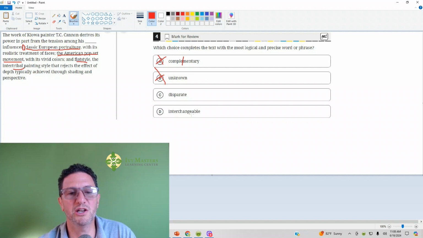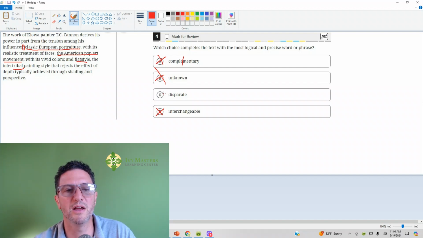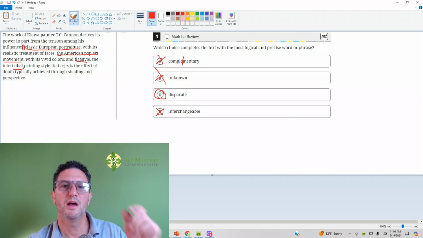And then interchangeable means you could change one out for the other. And interchangeable usually shows similarity. You might be able to interchange like nevertheless with yet in a sentence. They're similar, so you could put one in place of the other. That's not the relationship here. Classical European portraiture is never going to pass as American pop art or flat style. Disparate is your answer.